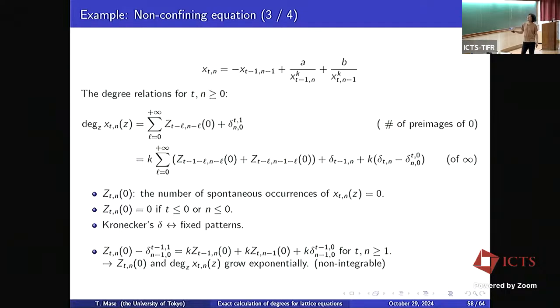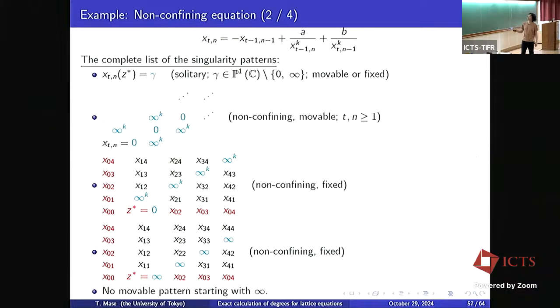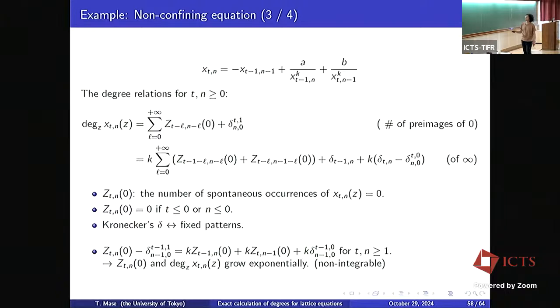This looks complicated, but this is practically a finite sum because of this condition. This is the number of primitives of 0. This looks complicated because this is non-confining. This is the number of primitives of 0, and this is the number of primitives of infinity. And the Kronecker delta corresponds to fixed patterns. So this equals this. And taking a difference, we have this.